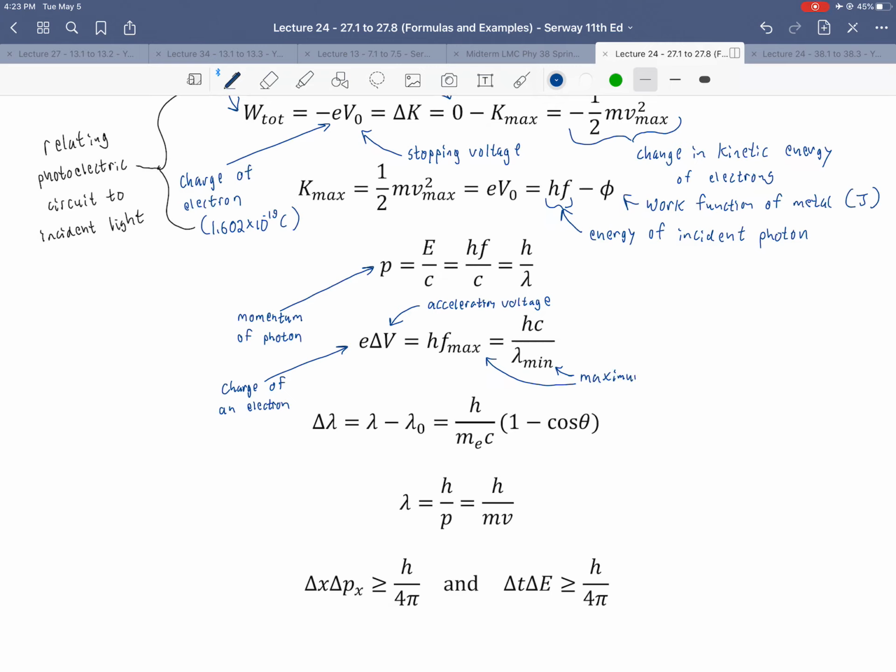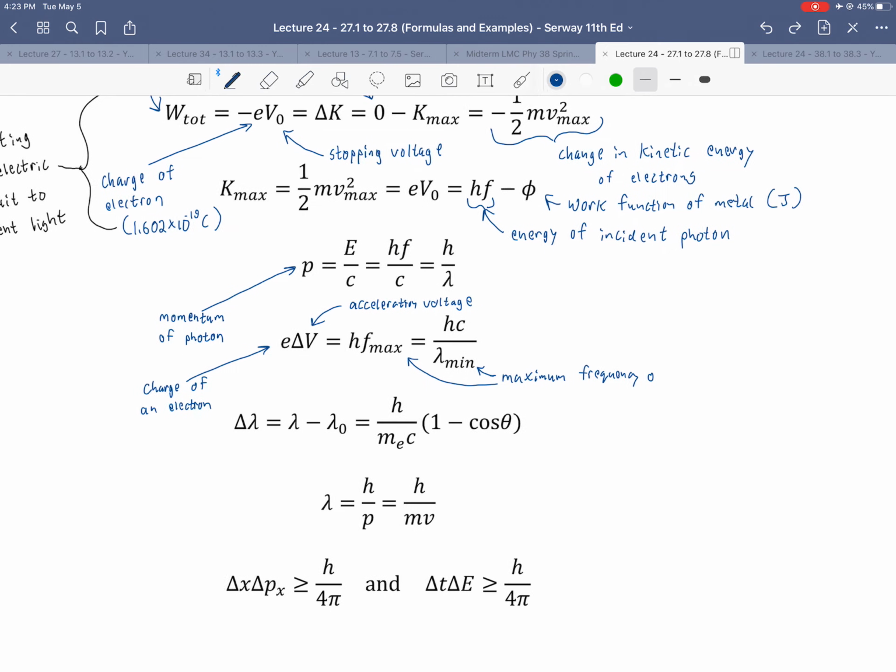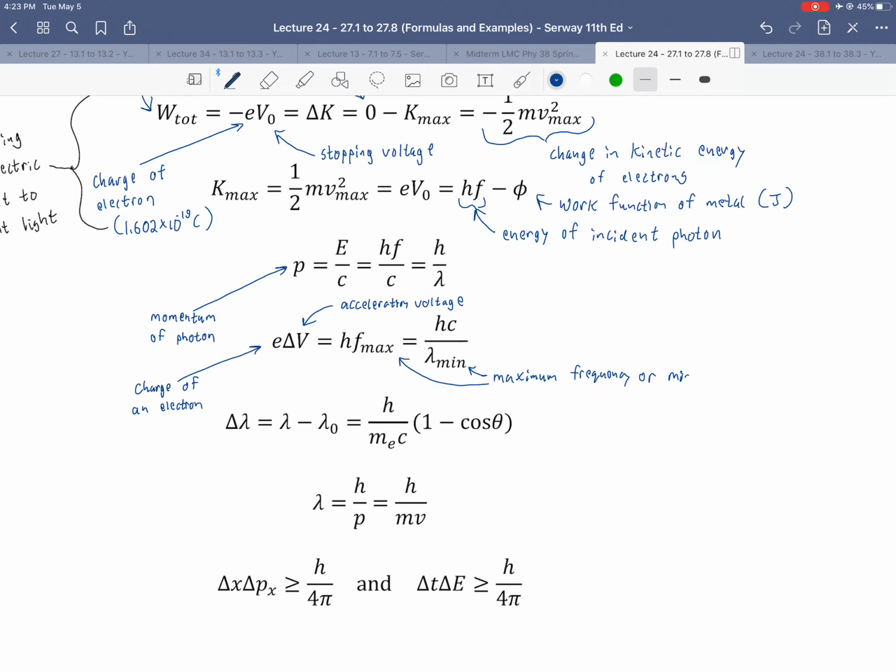All right, so this is the maximum frequency or minimum wavelength of the photon released when the electron is accelerated.